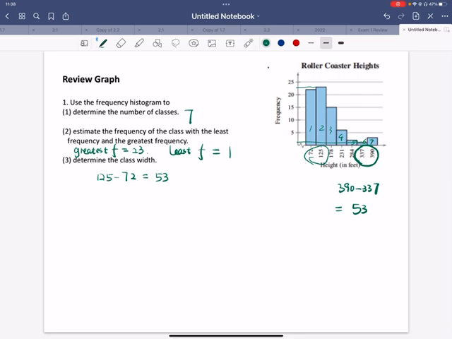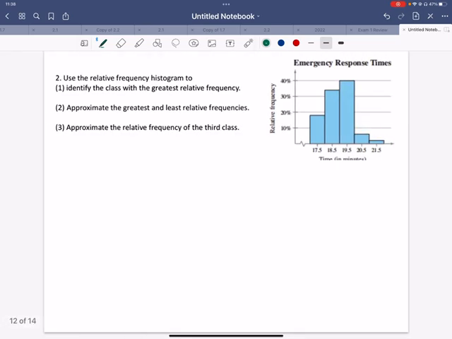That's for the frequency histogram. Well, now the relative frequency histogram, the only difference is that instead of frequency, we have relative frequency. Now, identify the class with the greatest relative frequency. We're not looking for what the greatest relative frequency is. Identify the class. Which class has the greatest relative frequency? We can say the third class.